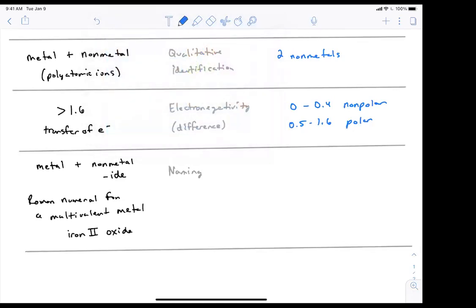Whereas in covalent, you have to use prefixes, okay? So mono, di, tri, tetra, etc. The first element, you leave the same. The second element, you change to IDE. In the first element, you don't use the word mono if there's only one. On the second element, you always have a prefix, regardless.